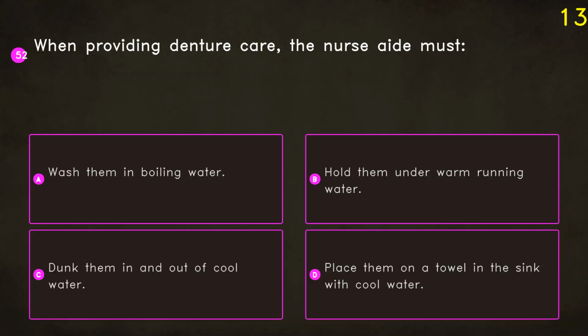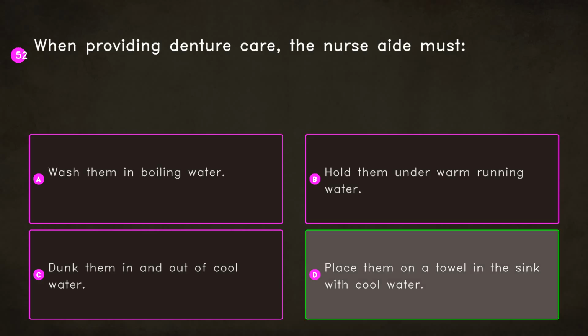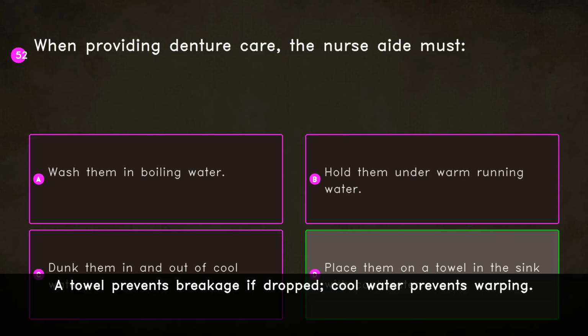Question 52. When providing denture care, the nurse aide must A. Wash them in boiling water. B. Hold them under warm running water. C. Dunk them in and out of cool water. D. Place them on a towel in the sink with cool water. The correct answer is place them on a towel in the sink with cool water. A towel prevents breakage if dropped, cool water prevents warping.